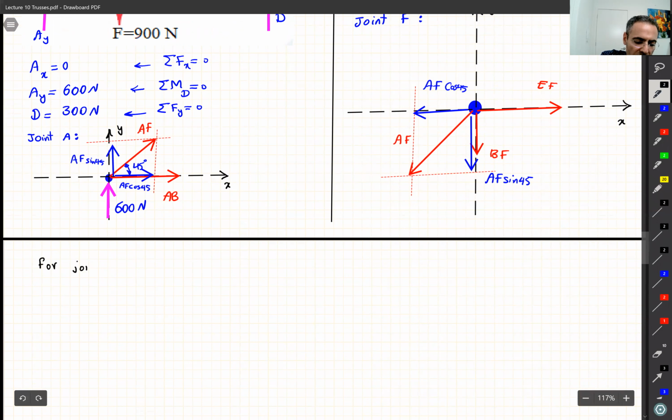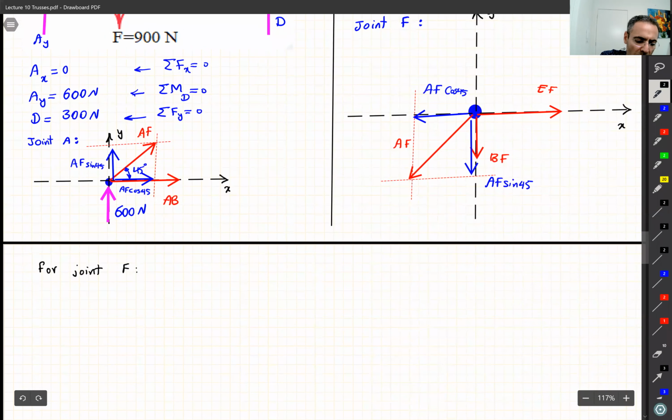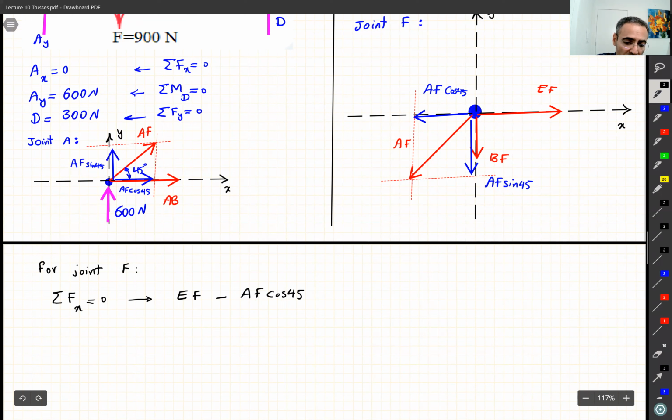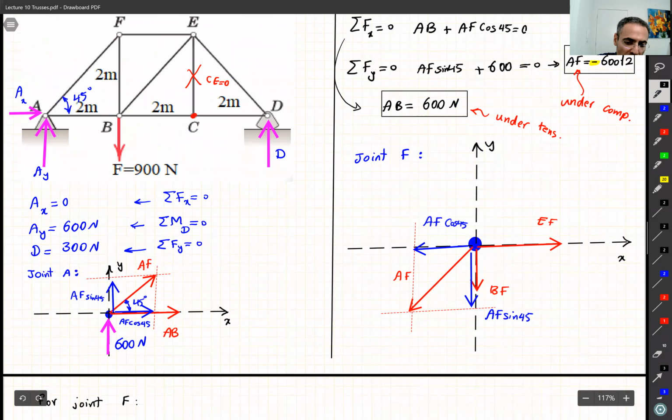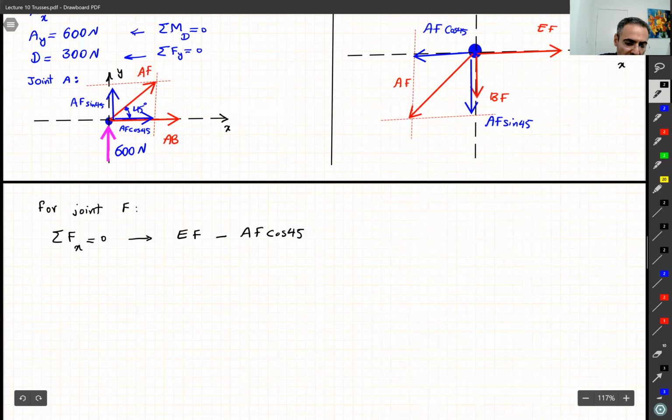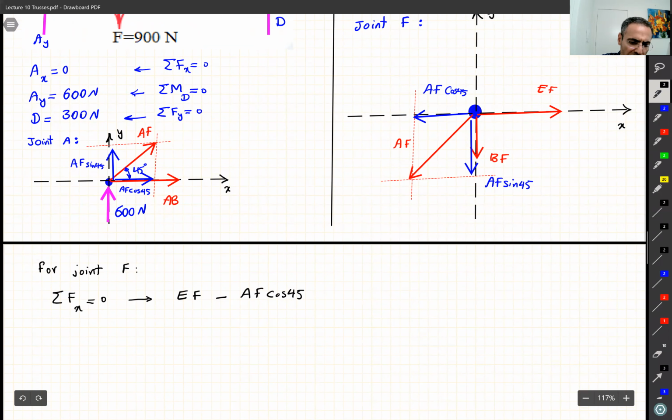So for joint F. It was joint F, right? Yeah. So sum of the forces in X equal to 0. What do we have in X? We have EF. We have minus AF cosine 45. Be careful about the sign, right? About the direction. So this one is the opposite direction of X. That's different than this plus minus one that we have here. That's the different things. So in X, we have EF, we have AF cosine 45 equal to 0.